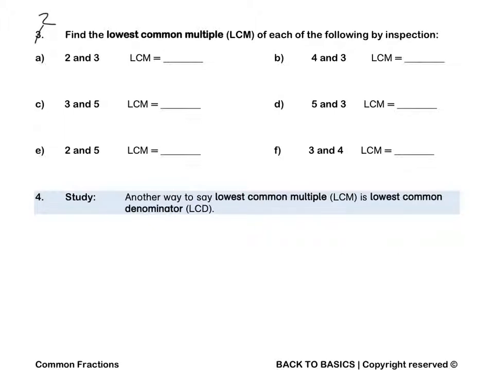Question 2. Find the LCM of each of the following by inspection this time. B. The lowest common multiple of 4 and 3 is 12. Pause this video to complete question 2. Question 3. Once again, another way to say lowest common multiple is the lowest common denominator.